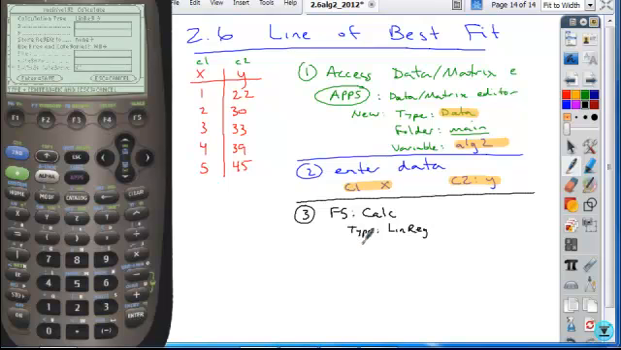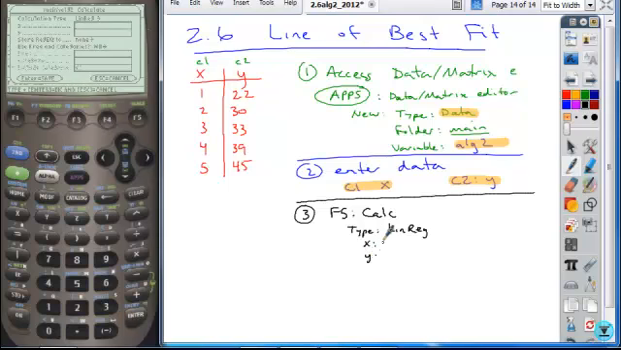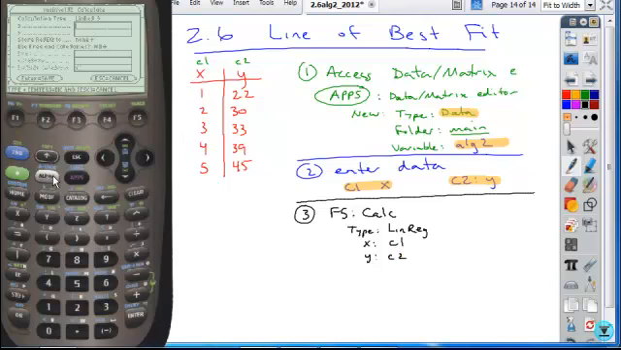Okay, and then in the X and the Y, we're going to fill out the corresponding columns. Remember, X was our column 1, C1. Y was our column 2, so we're going to enter that in those spots. So we select C1 for our X coordinate, C2 for our Y coordinate.